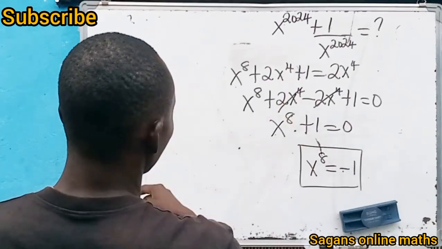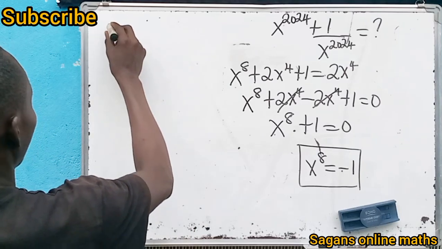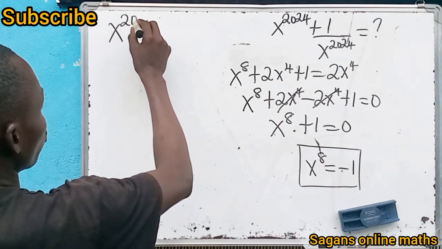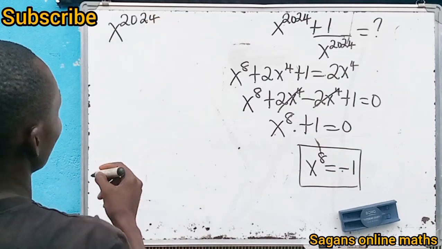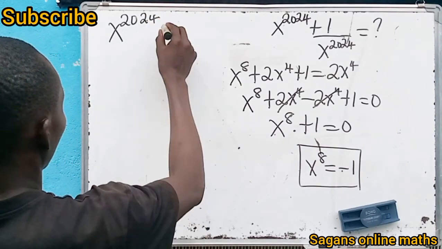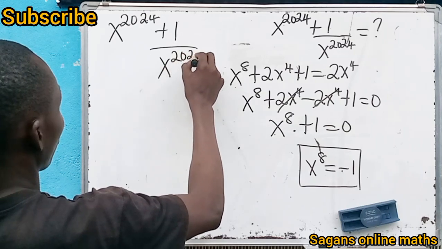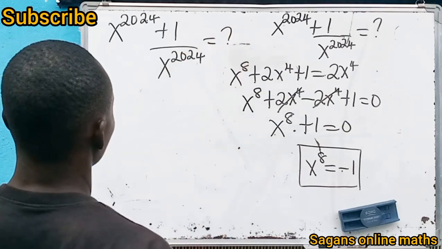We are asked to find what? x to the power 2024 plus 1 divided by x to the power 2024 is equal to what?